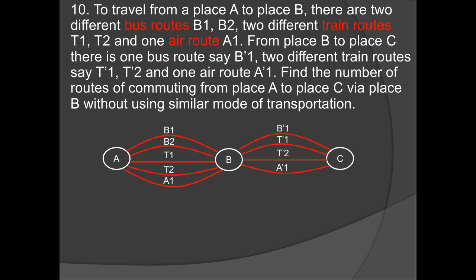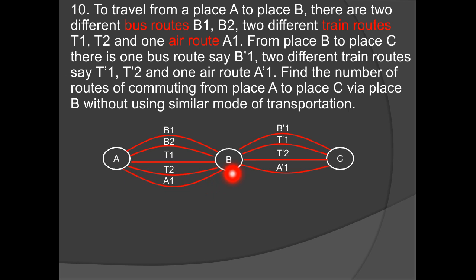Sum 10: To travel from a place A to B, there are 2 bus routes. What are the 2 bus routes? That is B1, B2. Okay, B1 and B2 bus routes, and 2 air routes, from here to here T1 and here to here T2, and two train routes T1, T2, and one air route, it's A1.